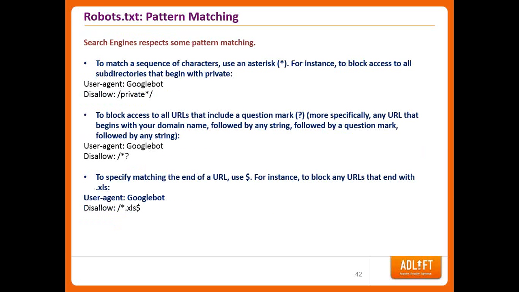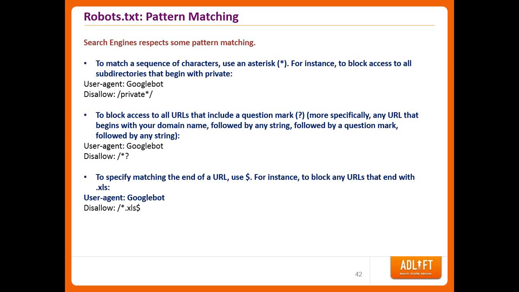These are some popular pattern matchings. You have a private folder, but you are not sure how many URLs are in this particular folder. You can use an asterisk there, and this will tell Google that anything which has private there, they don't need to crawl.